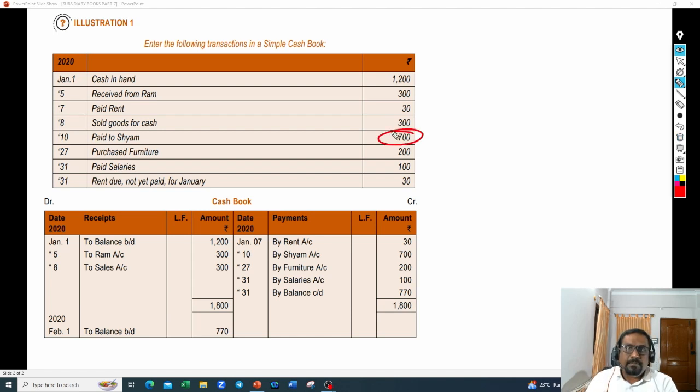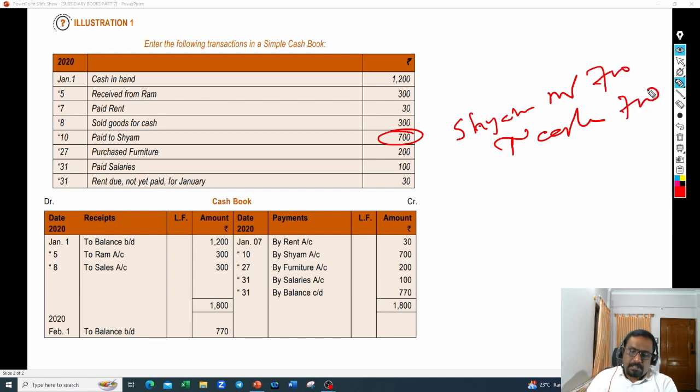Next. Moving on to paid to Sham 700. We paid to Sham. Sham is the receiver. So Sham account debit to cash account 700. Right? So the cash account is credited, so on the credit side, by Sham 700 rupees. Date 10th January.